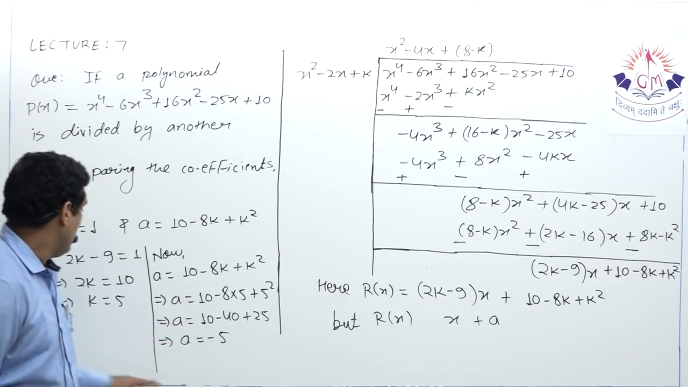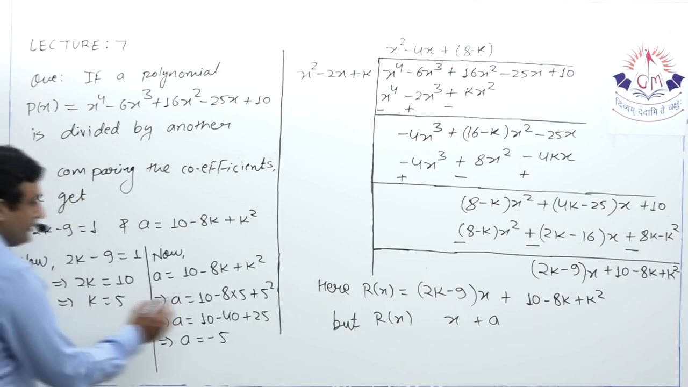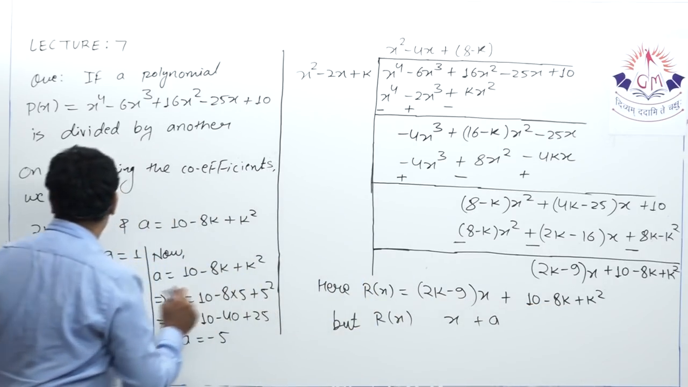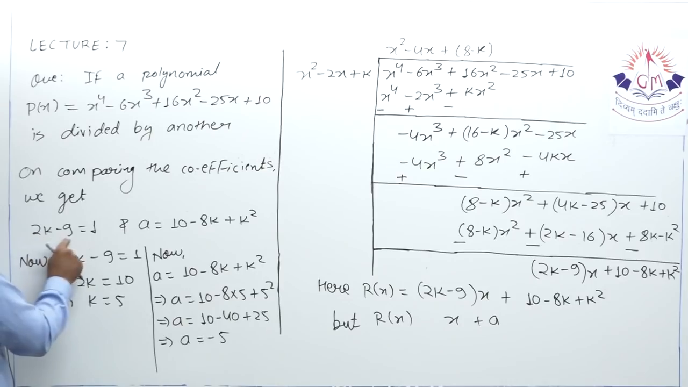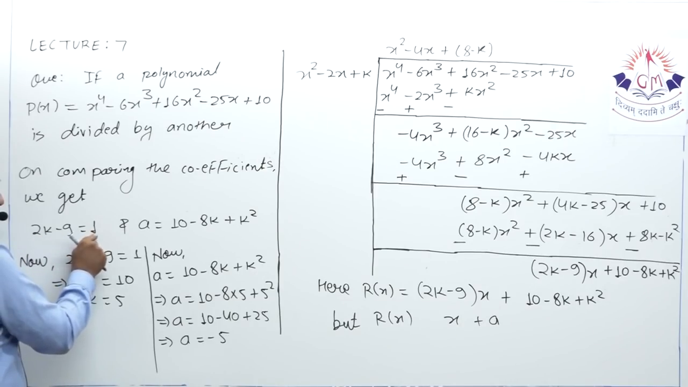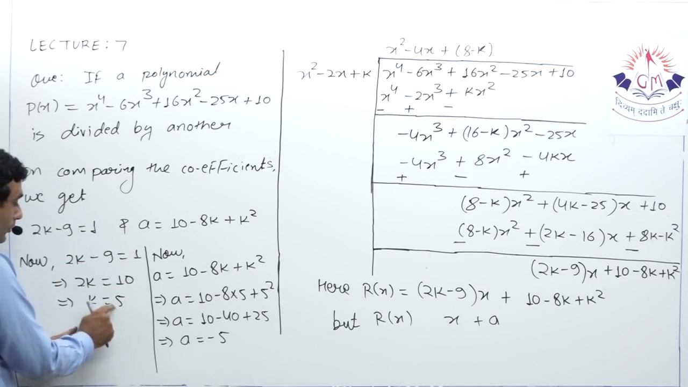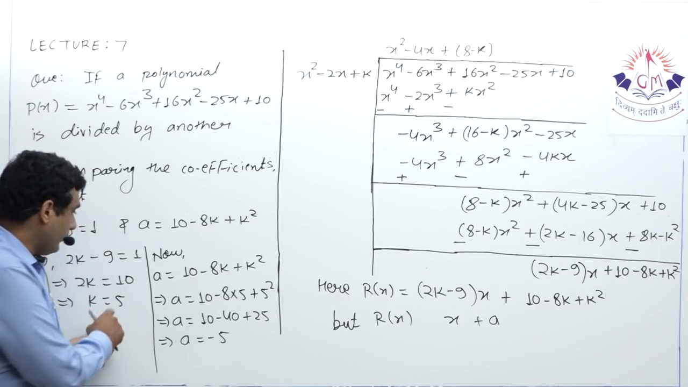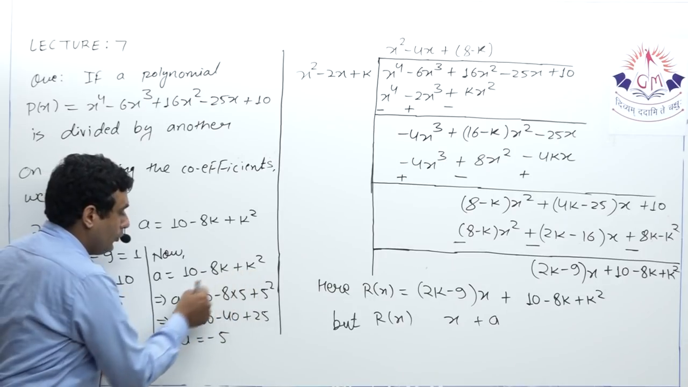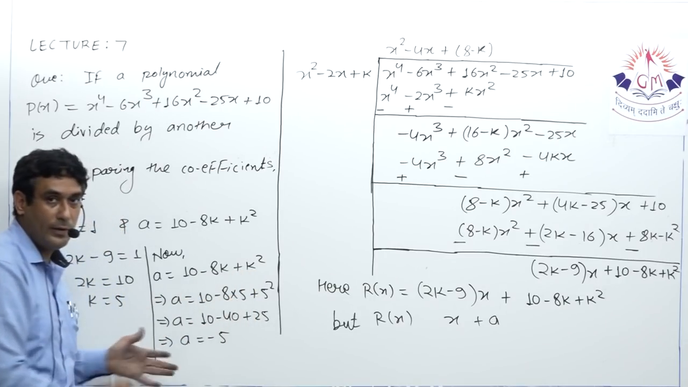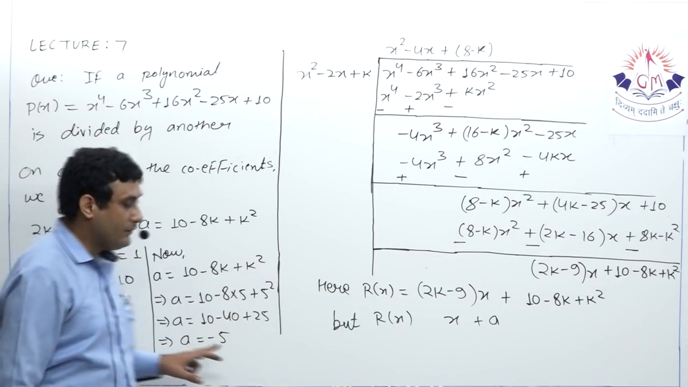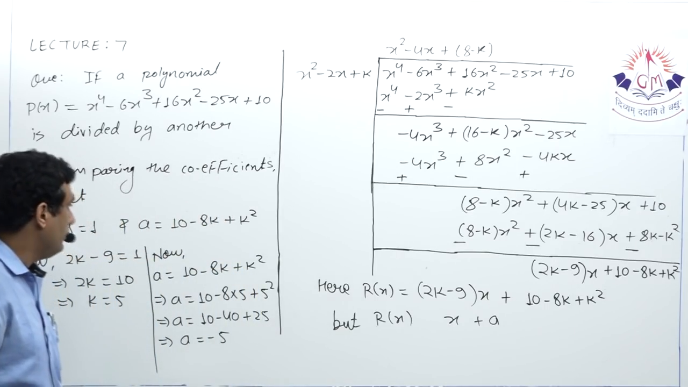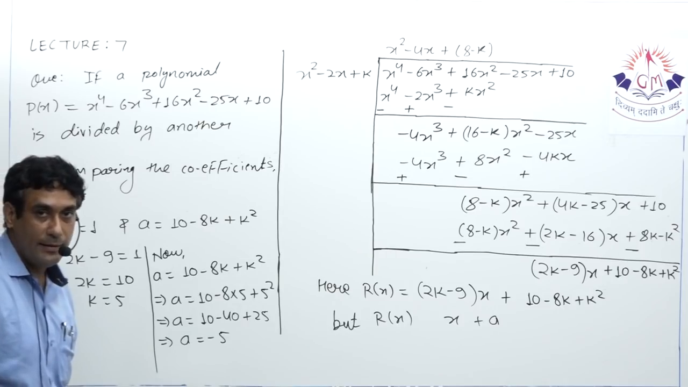Okay, here by comparing the coefficients, x is equal to 1, a is equal to this. Now 2k minus 9 is equal to 1, so 2k gives you 10 and k is equal to 5. After getting the value of k, we put that value over here to obtain the value of a. K equal to 5 and a equal to minus 5. So please note it down. Okay, then we'll see the next question.